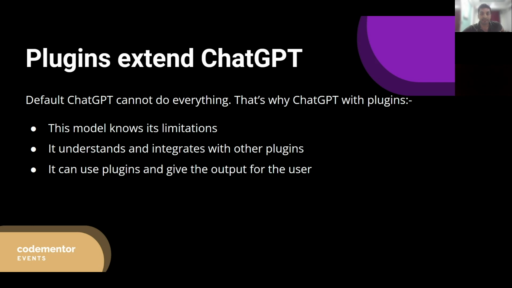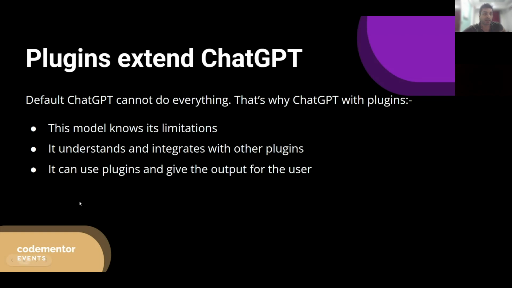So let's say someone has created a plugin to browse the web. Now if you ask the new ChatGPT some question like, can you search for the latest news? It knows that this is something it cannot do by itself, and it will automatically use this new plugin to browse the web, look at all the new headlines, and then give you a summarized answer. This way, plugins allow you to do so much more than what a default ChatGPT can do.